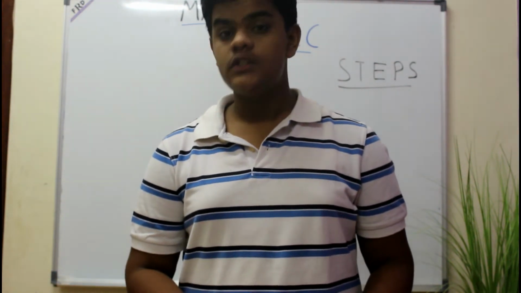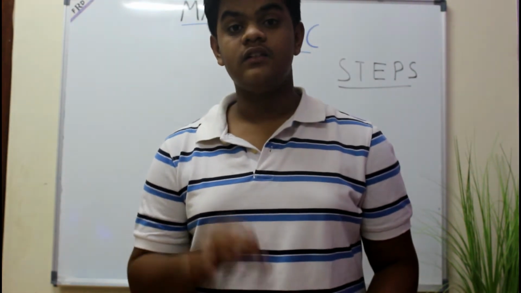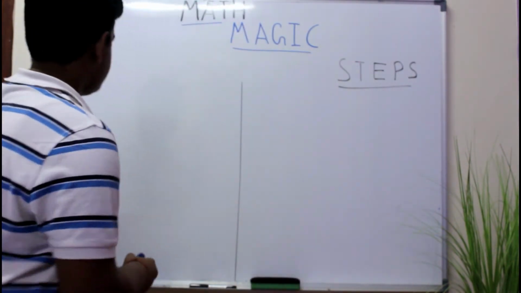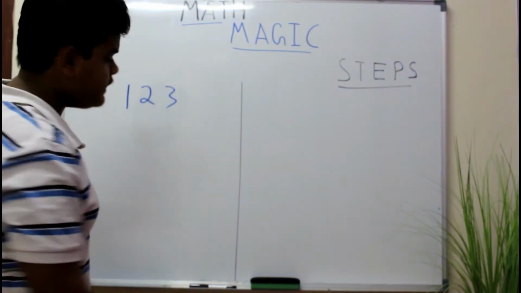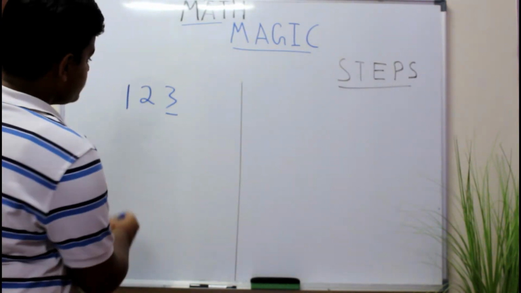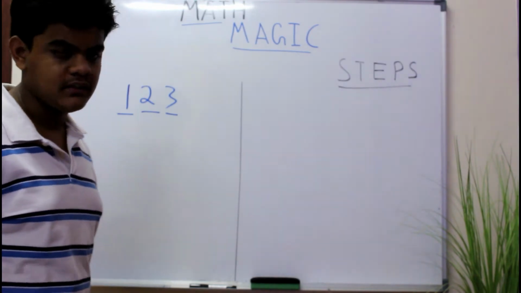So today we are going to learn how to multiply any 3-digit number by a 3-digit number. So let us start with the basics. In a 3-digit number such as 123, the 3 is known as the ones place or the units place, 2 is known as the tens place, whereas 1 is known as the hundreds place.